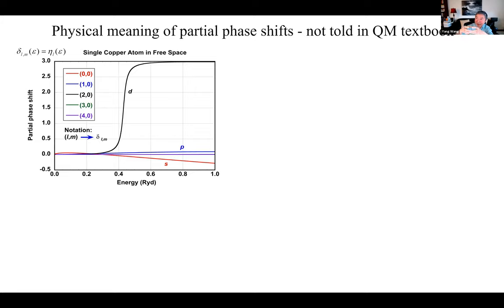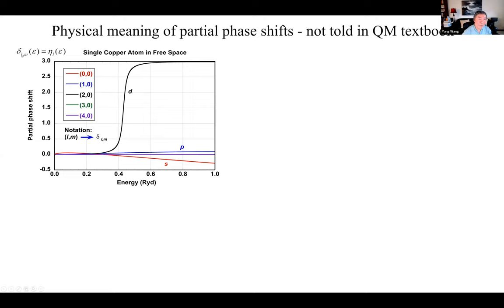For that copper atom, that piece of potential, I calculated the phase shift. So it's going to look like this. You see that? There's a jump from zero up to almost pi, for the particular l equal to two, which is called the d partial wave.